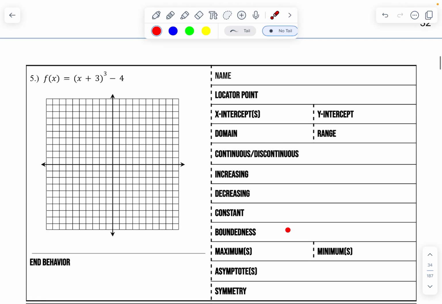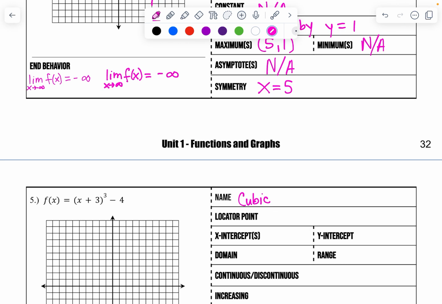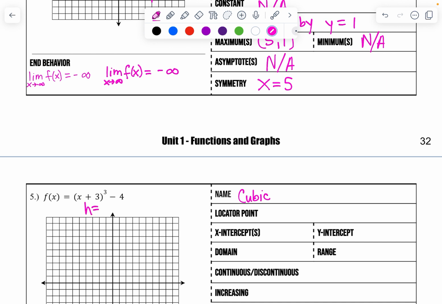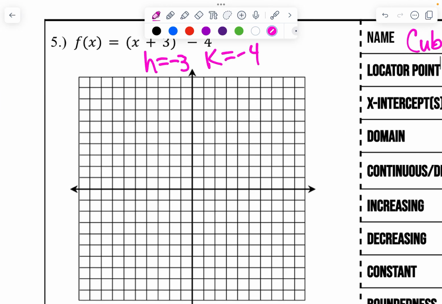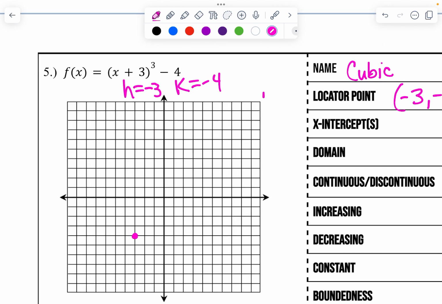So number 5 here, right away looking at it, I identify this is a cubic function. It's being raised to the 3rd power. Locator point, again, is h, k. So h here is negative 3. k is negative 4. So we plot that point, negative 3, negative 4. And then with cubic functions, the graph looks like this, kind of like a stretched out S. And you always have 3 points on the diagonal here, and then it stretches up and stretches down.